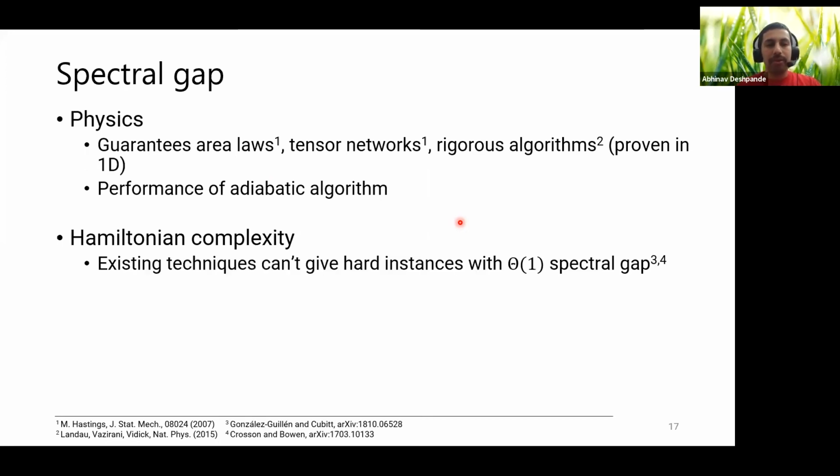So all we know is that existing techniques cannot give you QMA hard instances with a constant spectral gap.